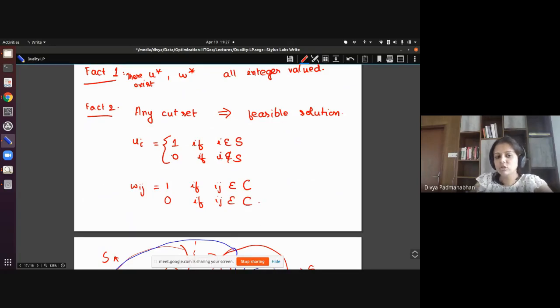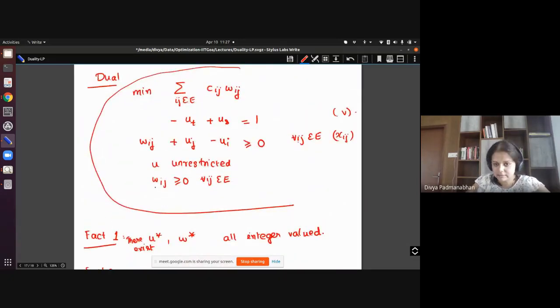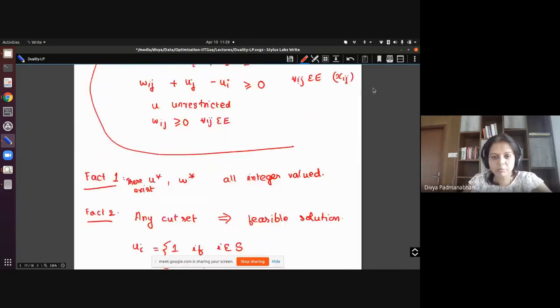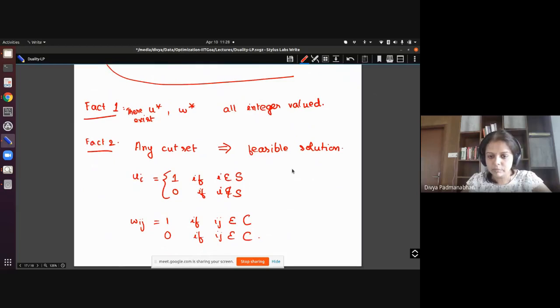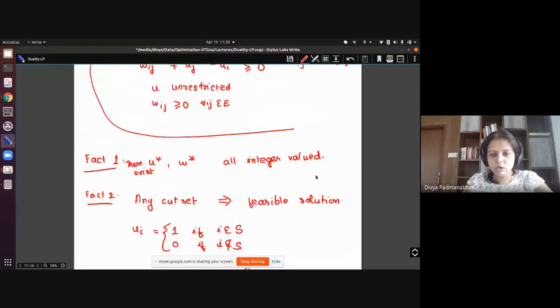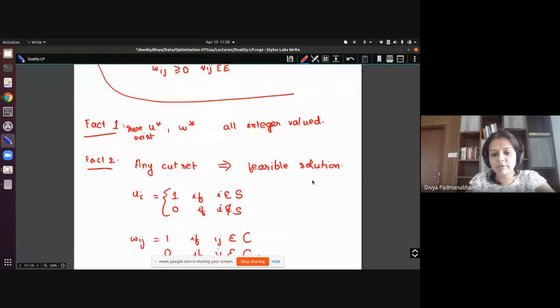So if I have a solution like this, it represents a cut, right? The claim is that this assignment of u and w values satisfies all these constraints. I hope the claim is clear. Please ask if something is unclear. It's just a matter of verifying whether all these conditions are true.